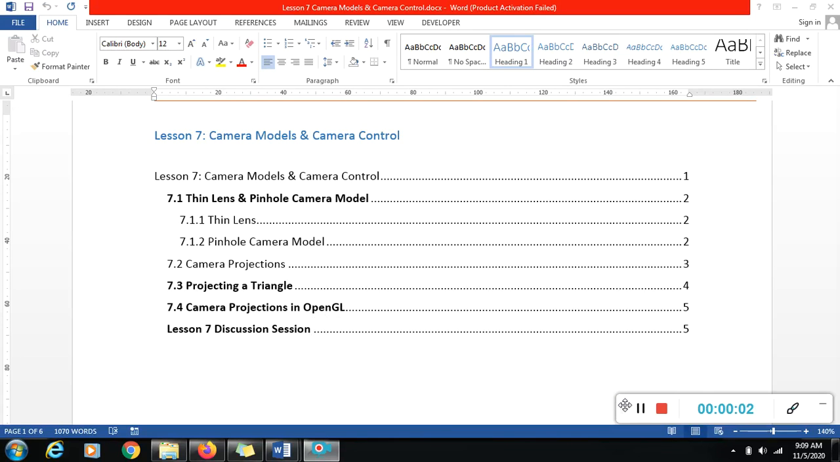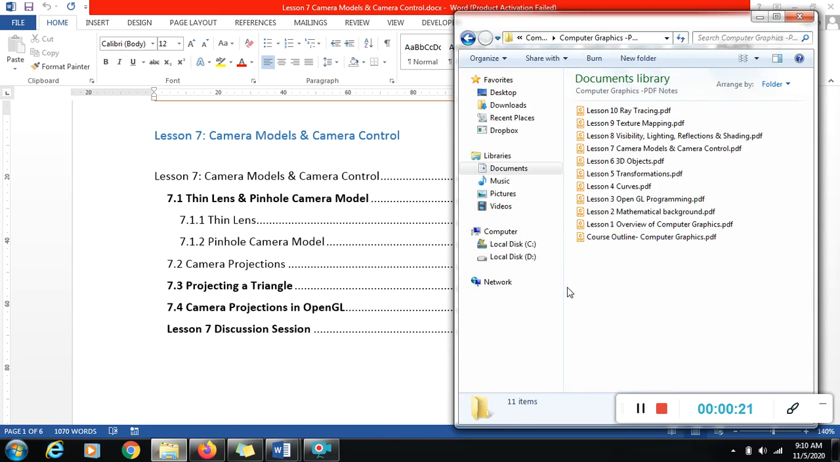So, good morning. Now, in our previous lesson, we had a discussion about 3D objects, and in today's lesson, I would like us to have a look at camera model and camera control. This is an interesting topic, and we have been progressing with this discussion. I think so far so good.